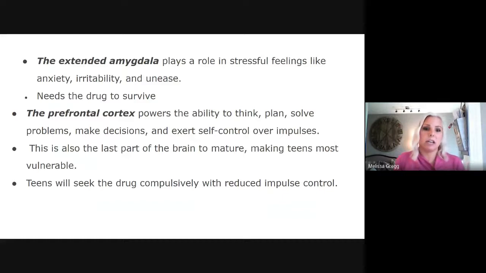Okay, the extended amygdala plays a role in stressful feelings like anxiety, irritability, and unease. And the person needs the drug to survive. The prefrontal cortex powers the ability to think, plan, solve problems, make decisions, and exert self-control over impulses. This is also the last part of the brain to mature. What age again? Think about it. Making teens most vulnerable. Teens will seek the drug compulsively with reduced impulse control.